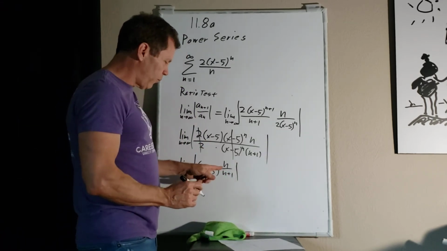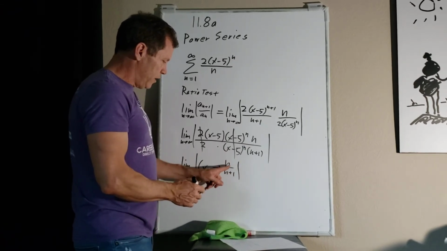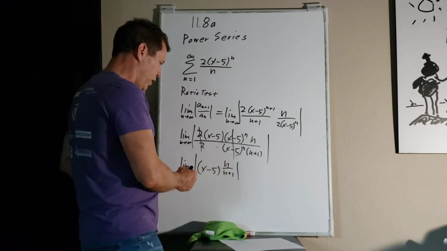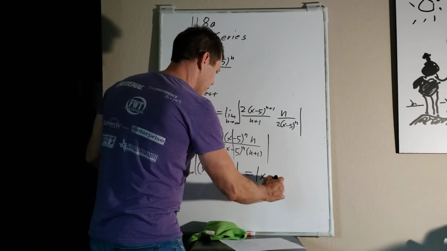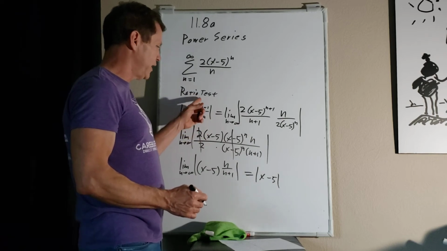Now, as n goes to infinity, what's going to happen in this piece? Since I have a lot of board, I'm not going to go through all the details. As n goes to infinity, n over n plus 1 goes to 1. So this thing's going to end up equaling the absolute value of x minus 5. What did we use for this test? We used the ratio test.